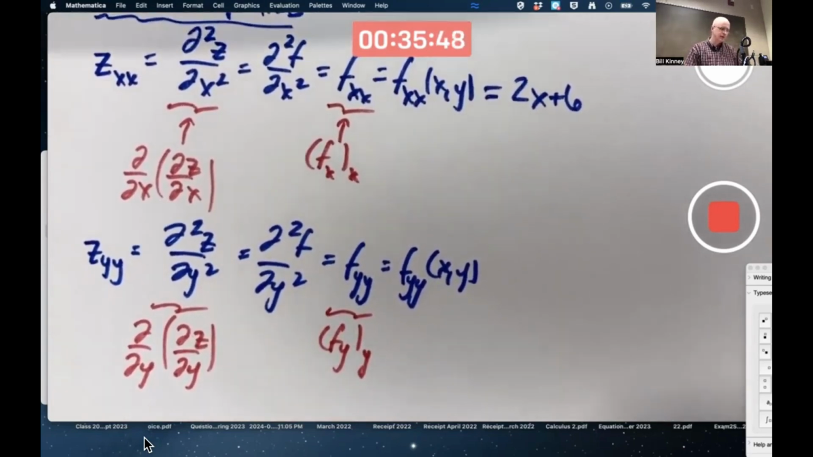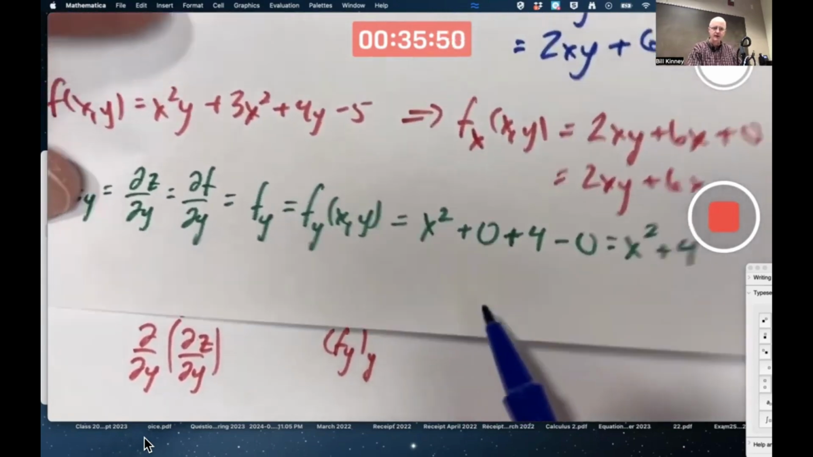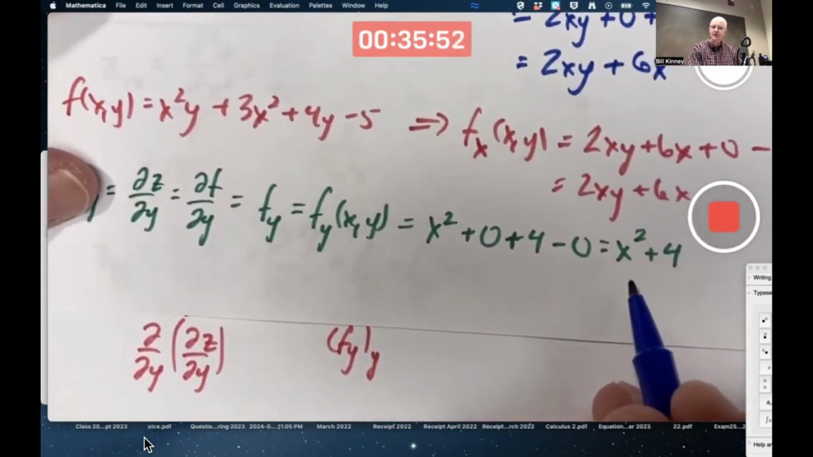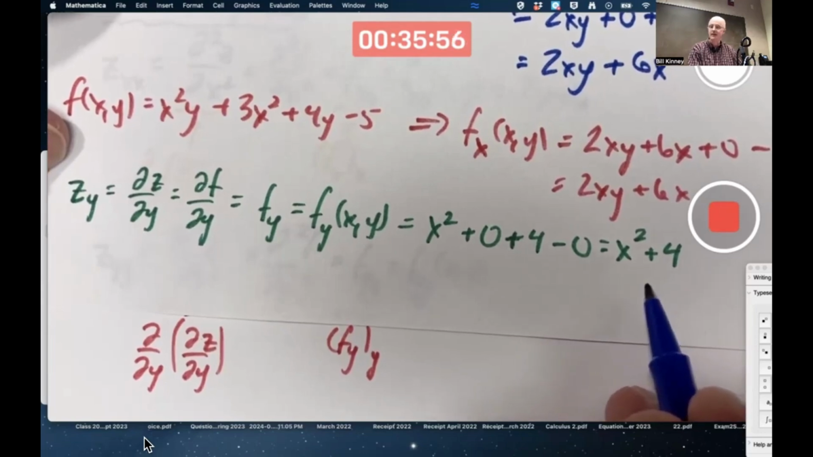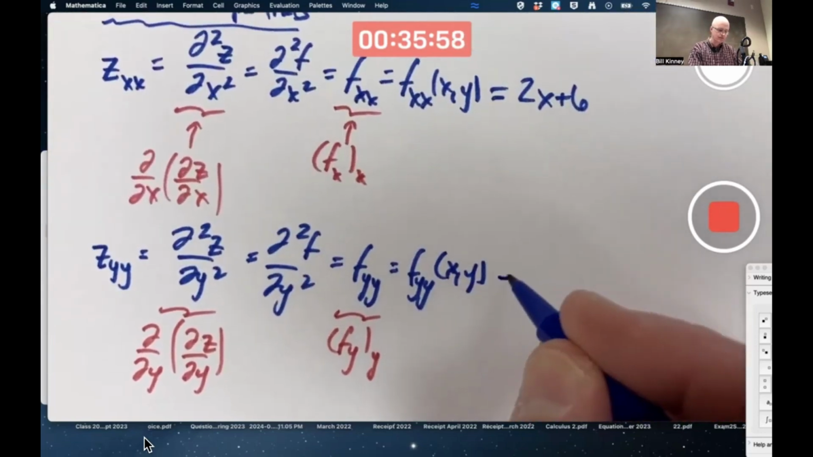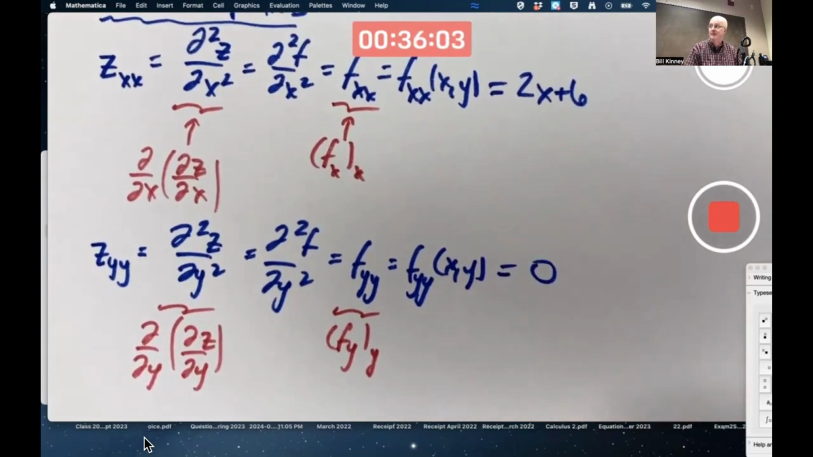To do it, you look at the formula for the first order partial with respect to y, this one here, and differentiate that with respect to y again. But there's no y's. So in this example, the answer is 0. Doesn't have to be 0 in general, but in this example, it is.